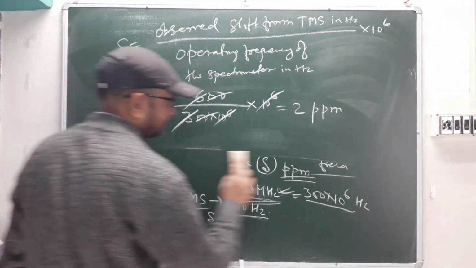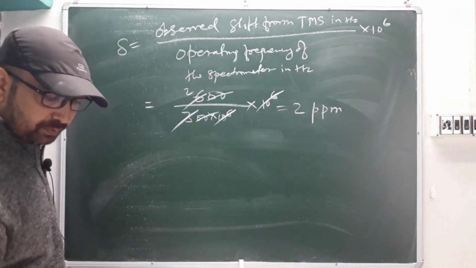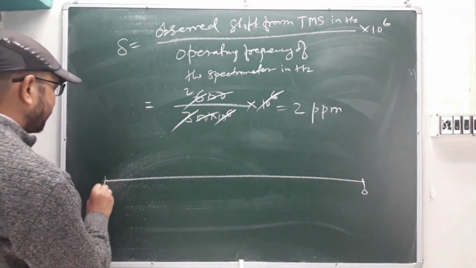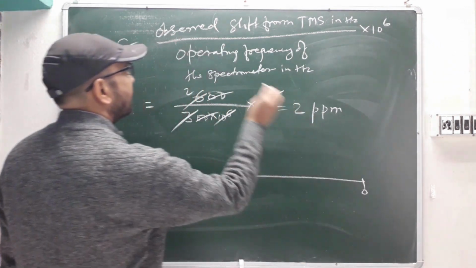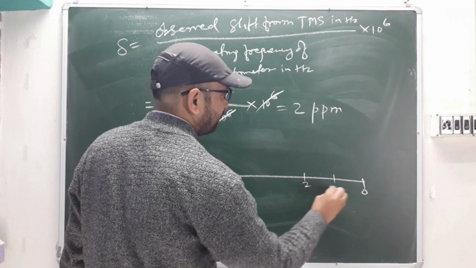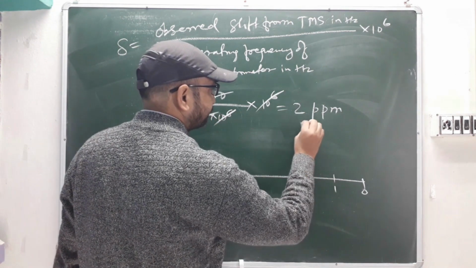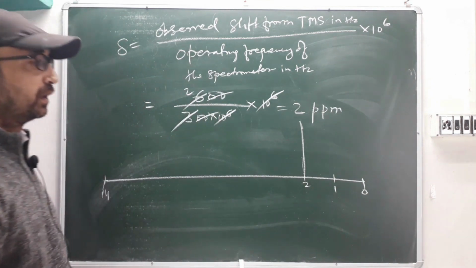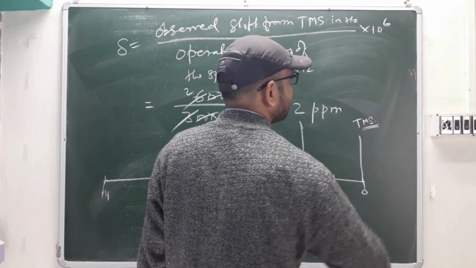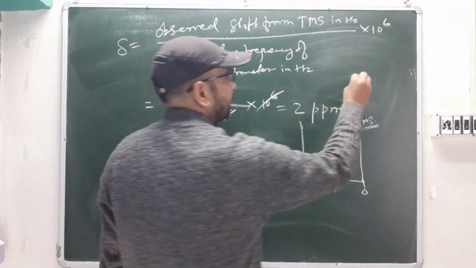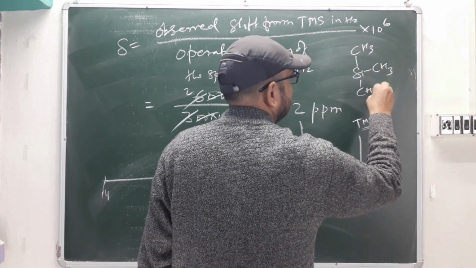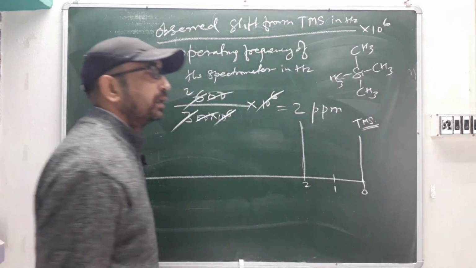It means we'll directly draw the shift, like the range. It will start from 0 and reach till 14. So now for this particular question, suppose this is 1, this is 2; this is 2 ppm, this is 1 ppm. So your peak will come here, one singlet, like this. And 0 is for TMS. What is TMS? Tetramethylsilane. This structure will be Si with CH3, CH3, CH3, CH3.